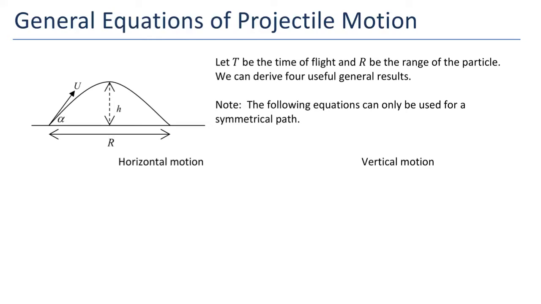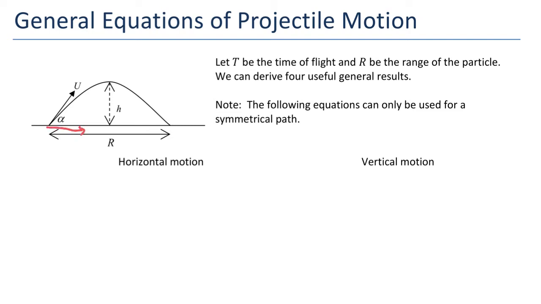In this video, we're going to look at the general equations of projectile motion. So here we've got our projectile, which has been launched with a velocity of u meters per second at an angle of alpha to the horizontal. It's reached a maximum height of h, and it's got a range of r, and the path that it follows is this parabola.